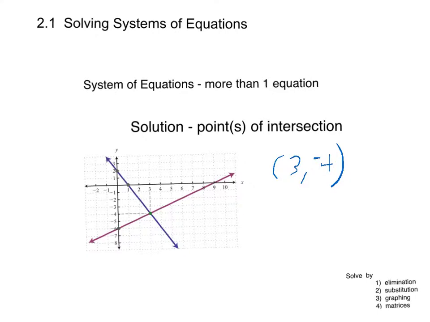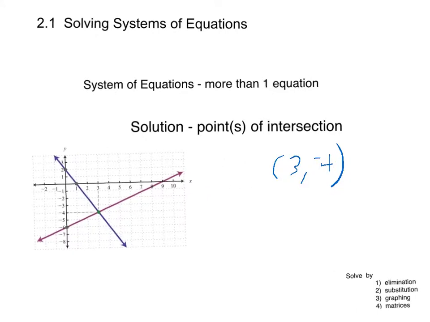Now, if we're dealing with linear equations, you don't always have to have one solution. I mean, think about parallel lines, you won't have any solutions. But we also can have more than one solution. When we start talking about parabolas and linear functions, you could have more than one solution, if you will. How do we solve these things?